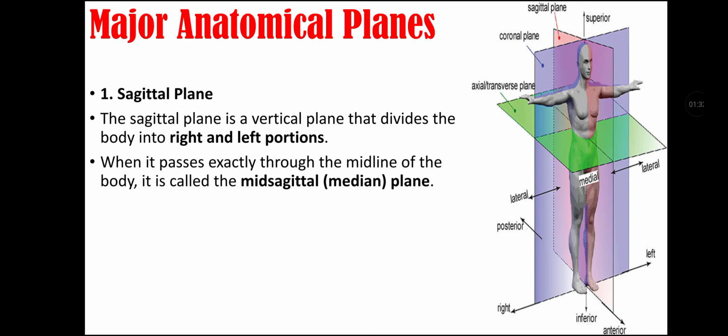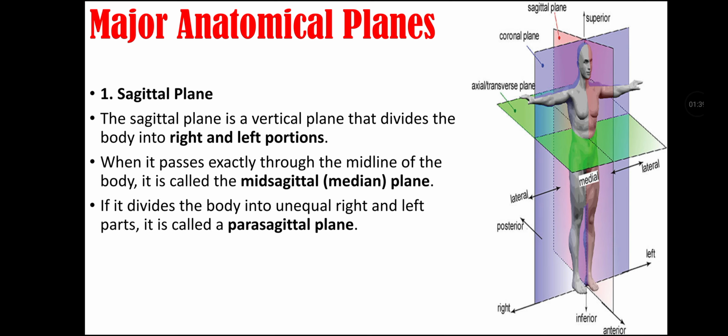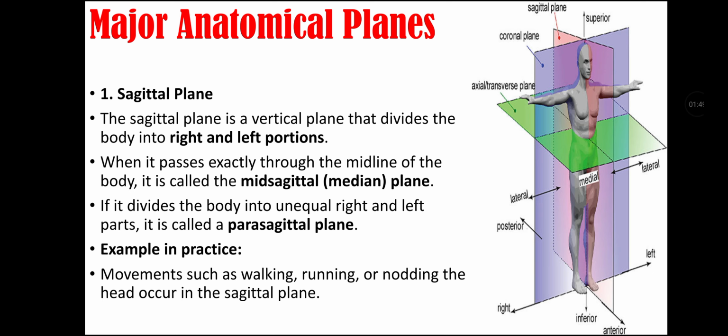When it passes exactly through the midline of the body, it is called as mid-sagittal plane or median plane. And when it divides the body into unequal right and left parts, it is called as parasagittal plane. Examples of sagittal plane in practice are movements such as walking, running, or nodding the head that occur in sagittal plane.